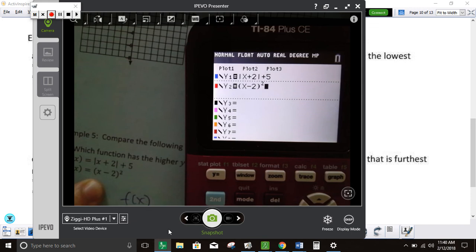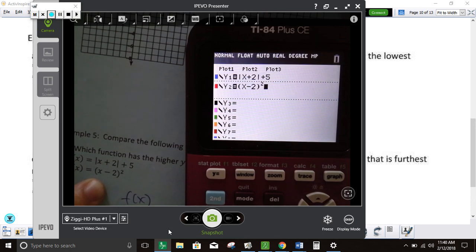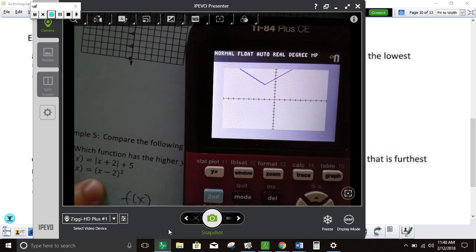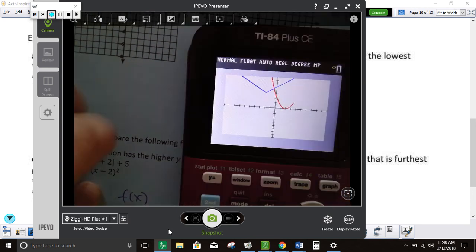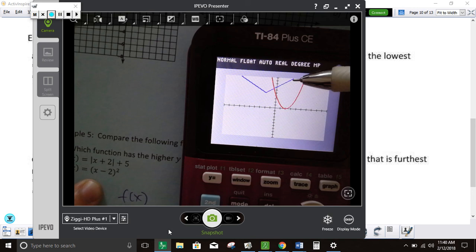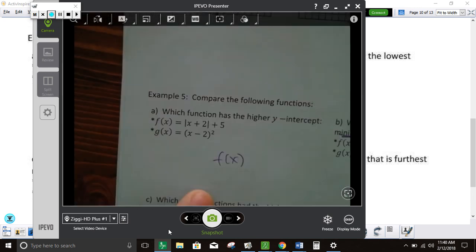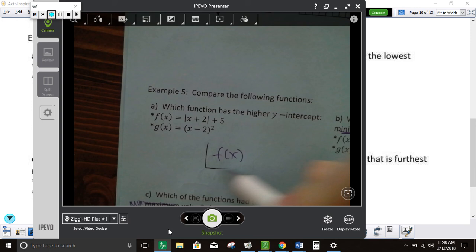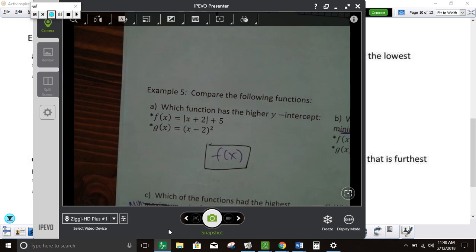Who is not using your graphing calculator really quick? Is everybody on a graphing calculator? Alan, you don't have one? Anybody else not have one? Okay, so let me show you how to do this without a graphing calculator. But let's graph these. We're looking for which one has the higher y-intercept, so you just compare them. Is it the absolute value or the parabola that has the higher y-intercept? Looks like it was the absolute value, right? So the absolute value is your f function. So I'm going to say my f of x function has the higher y-intercept.